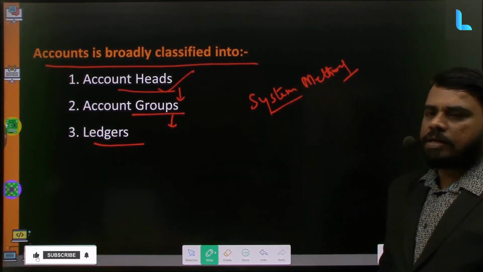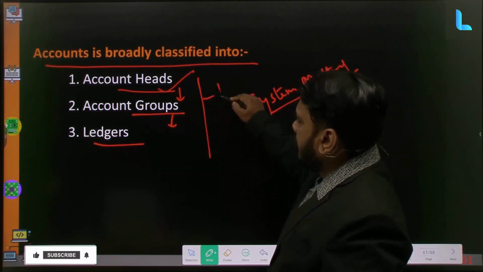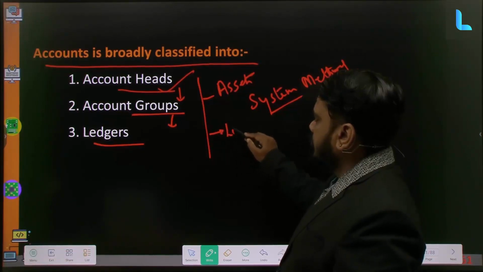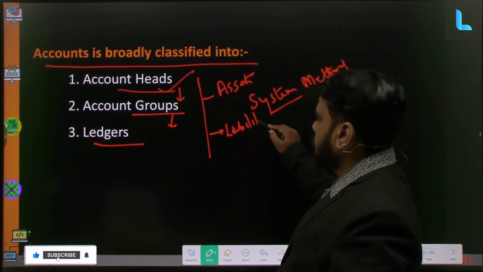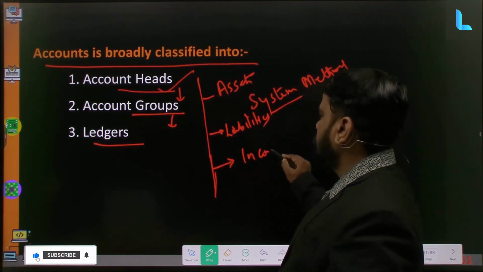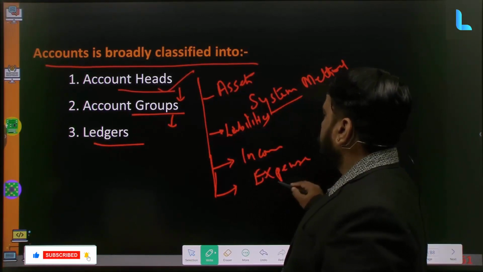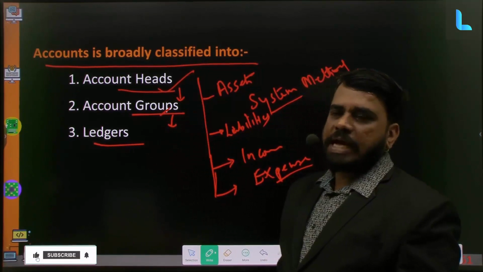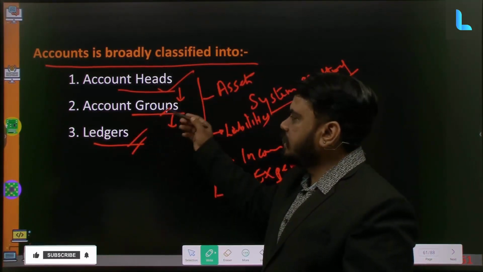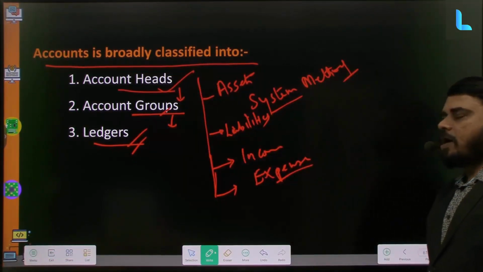I explained earlier. The account heads are assets, liabilities, income and expenses. These are the four main account heads. These are only classified into account groups, and further these account groups lead to ledgers. We create ledgers under account groups. These account groups fall under the concept of account heads.